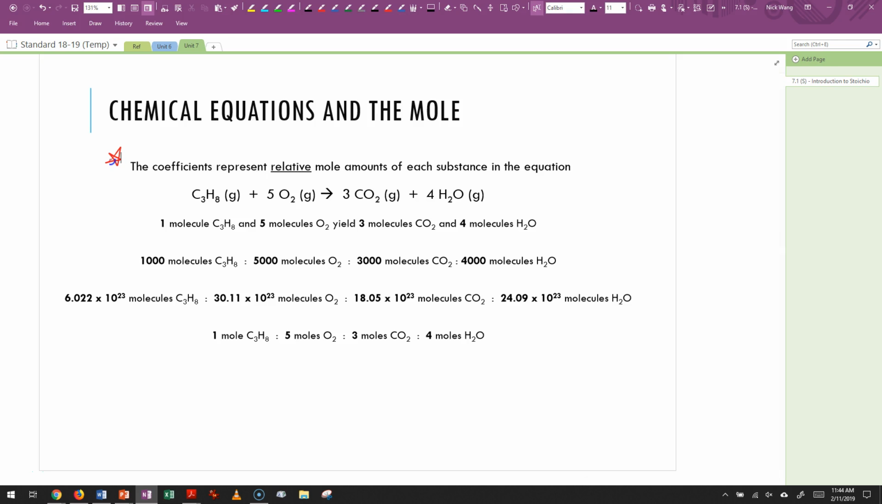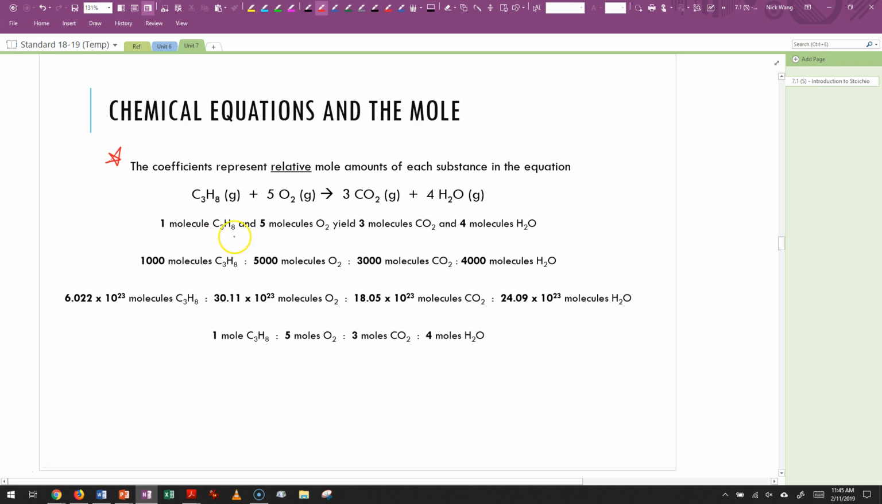This line is not necessarily the most important one, but it's got a lot of application because it's very similar to what I highlighted earlier. It says the coefficients represent relative mole amounts of each substance in the equation. All right, so the relative mole amounts. And really what that means when we talk about relative, we're talking about ratios, right? We're comparing them. These mole amounts are going to be compared. So relative mole amounts are definitely an idea that you want to take with you. All right, so let's go and talk about this.